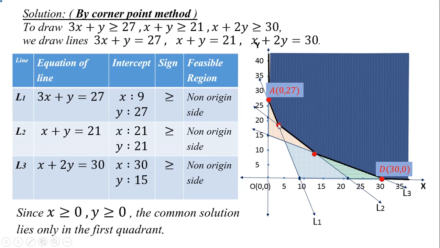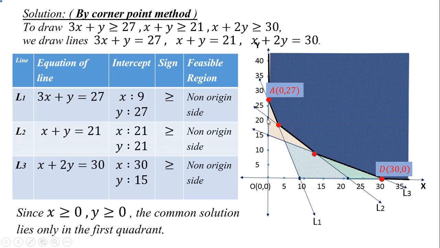Now if you observe, this point is the point of intersection of line L1 and line L2. So here the equation of line L1 is 3x plus y equal to 27 and the equation of L2 is x plus y equal to 21. We solve these 2 equations of L1 and L2 and we find the coordinates of this point of intersection of L1 and L2. So if we subtract the second equation of L2 from L1, y gets cancelled, 3x minus x we get 2x, 27 minus 21, we get 6. So 2x is equal to 6, x is equal to 3.